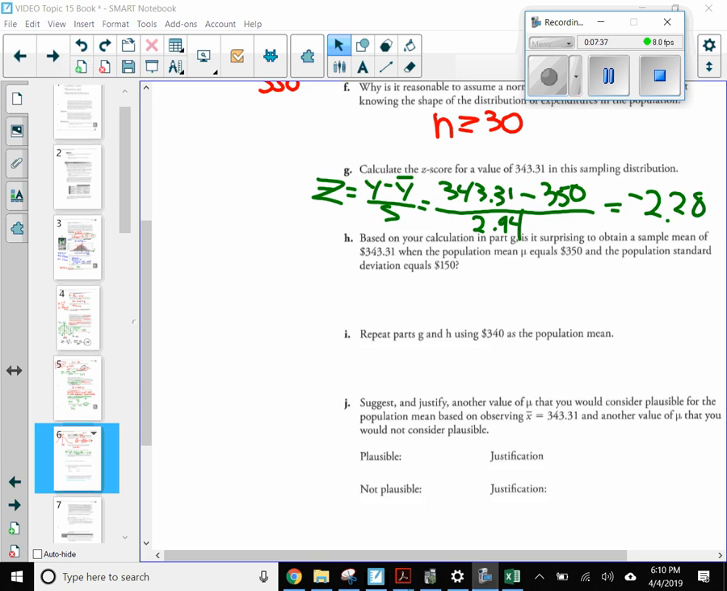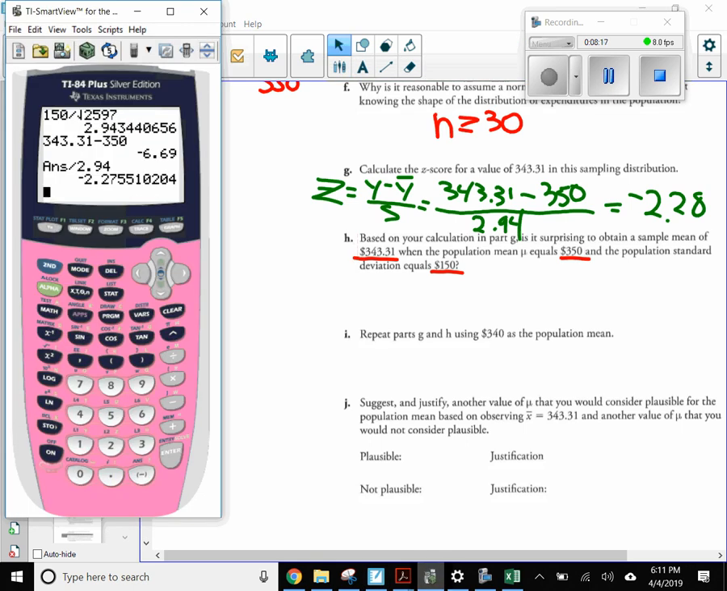So based on that, is it surprising that we got this sample mean of 343.31 for our 2,500-plus shoppers when the population mean equals 350 and the population standard deviation is equal to 150? Well, 2.28, that's a pretty low z-score. We know it's even outside the range of our empirical rule of 95% of the data. But we could calculate that probability pretty easily, since we already have the z-score.